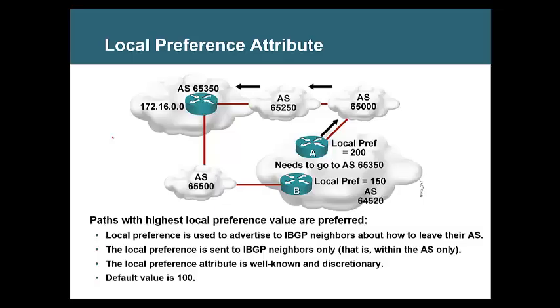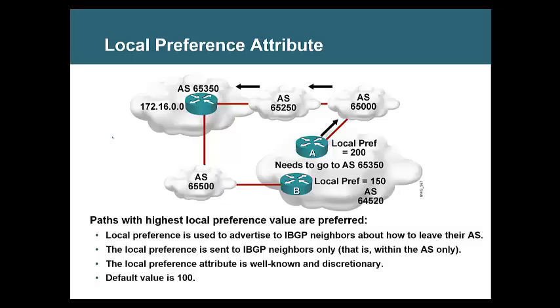In this example, all the routers that belong to the 64520 autonomous system will exit via router A in order to reach 172.16.0.0. The reason is that 200 is set on router A. When you don't set it, it is 100. When you set it, it is 200. Sorry, it is set as 200. It is also set as 150 on the other router.